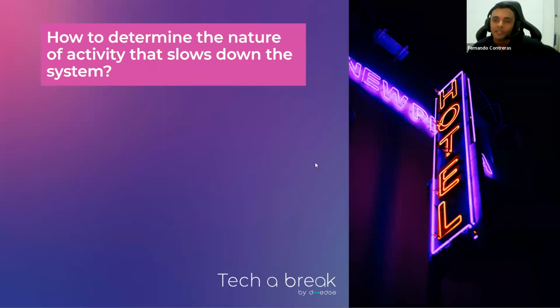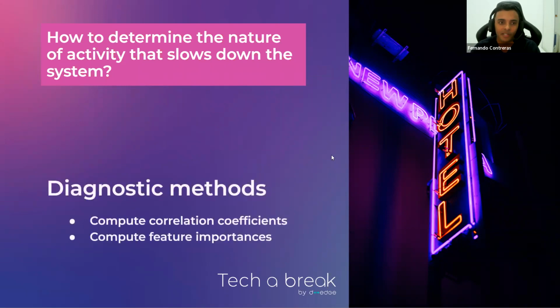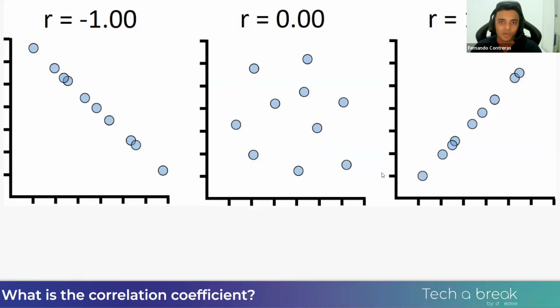So how can we determine the nature of the data or the nature of the business activity that impacts the system the most? Today, I will present to you two different diagnostic methods. The first one being the correlation coefficients, and the second one, the feature importance coefficients. So let's start with the first.